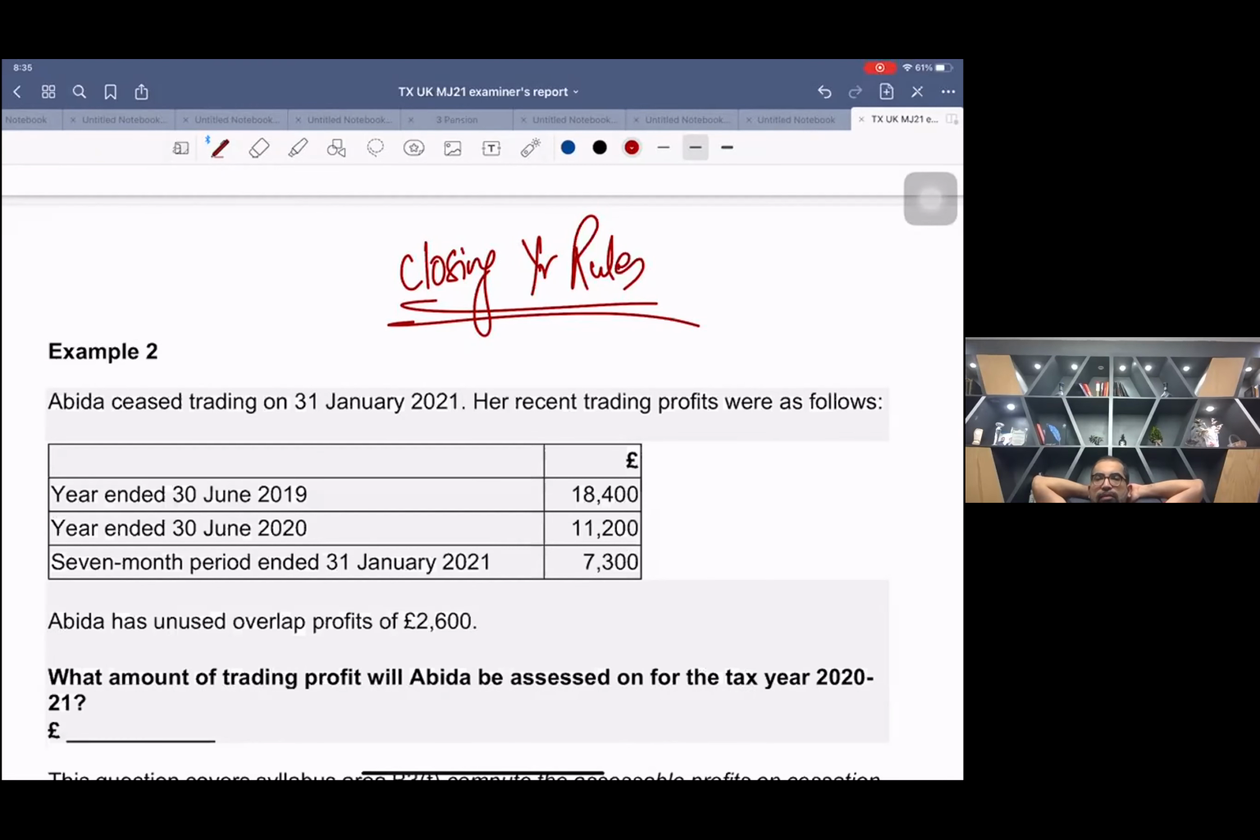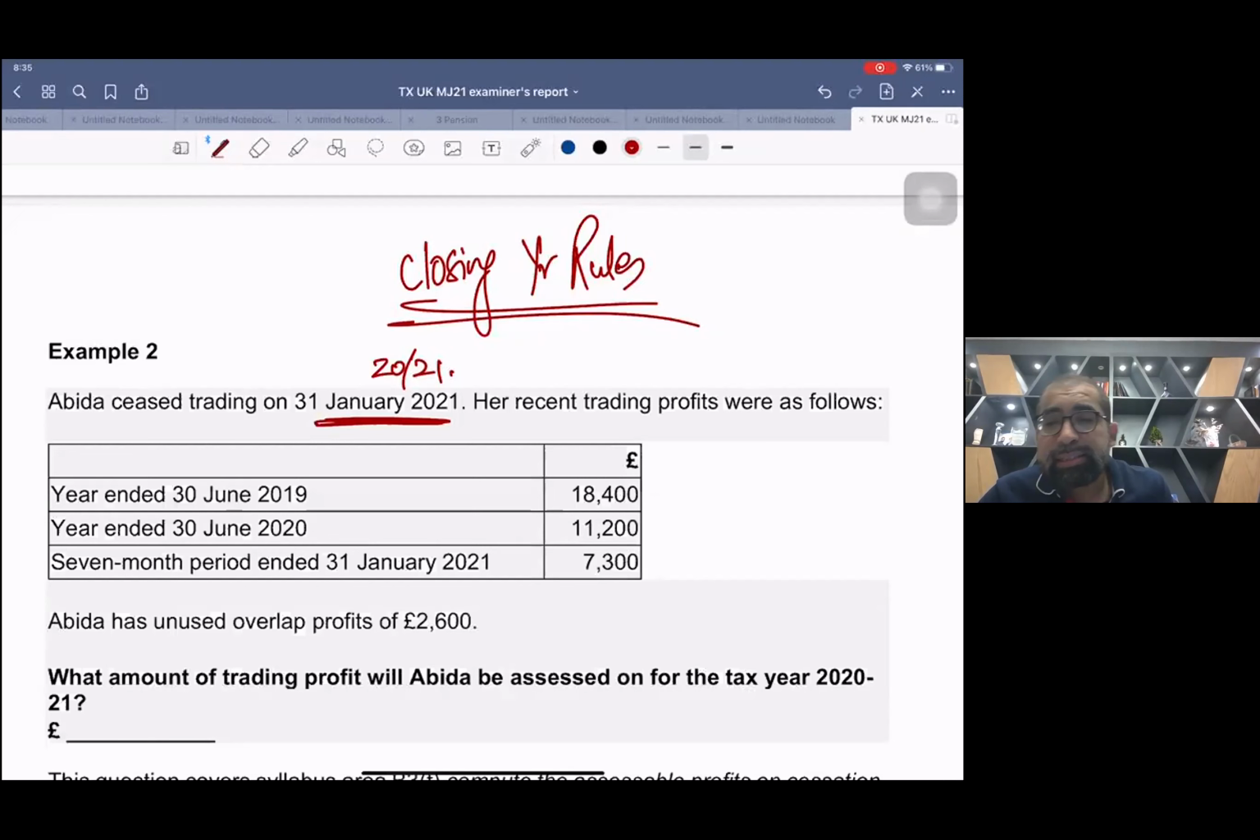Read the requirement. Which fiscal year are they asking? 2021. And yes, in 2021, you have closed the business. This is the 2021 fiscal year. Now, you studied two rules. For closing year rules, there are only two cases. The first case is if the last and second last accounting periods end in different fiscal years. For that, we do the ongoing rule.